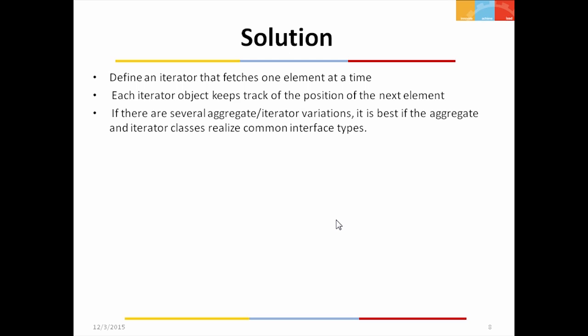So the point is that if there are different variations of the aggregate, like linked list and then doubly linked list and so on, and if there are different iterator variations like forward direction, reverse direction, then it would be best if these aggregate and iterator classes realize common interface types. That's so that the methods remain the same.